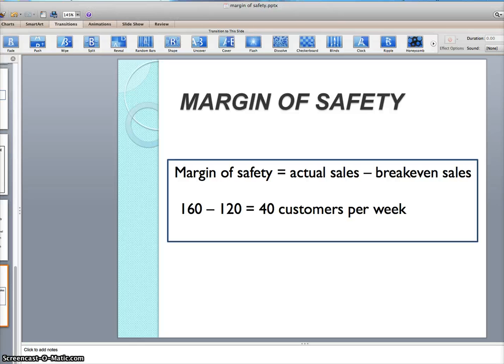Always important with calculations to put the formula in first, so just write down margin of safety equals actual sales minus break-even sales, and then put in your numbers. You would get 1 mark for doing that, so just in case you got the numbers wrong, very important to do so. Okay, hopefully you're okay with those particular questions.